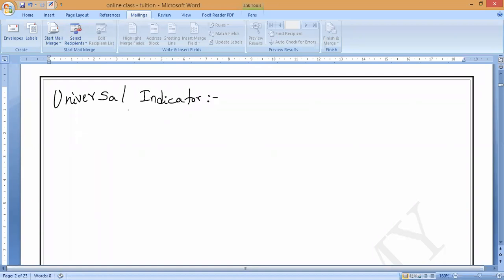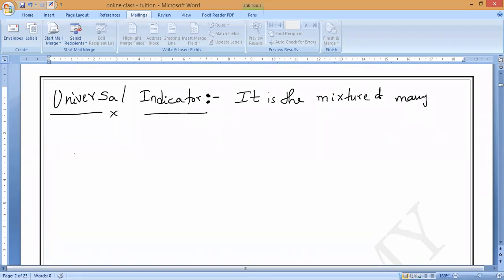Now, sir, how will it give the strength? It is also based upon color change, but with the help of pH value. So observe very carefully. What do you mean by universal indicator? All of you should remember. Universal indicator is a mixture of many different indicators.